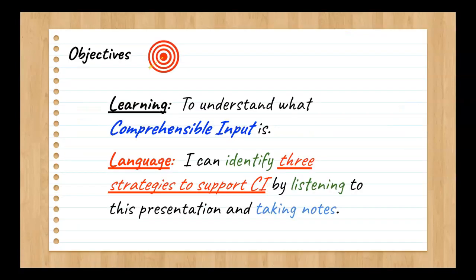The objectives for this presentation are that by the end, you will understand what comprehensible input is. The way we will process that is by being able to identify 3 strategies that support comprehensible input. You will do this by listening to the presentation and taking notes.